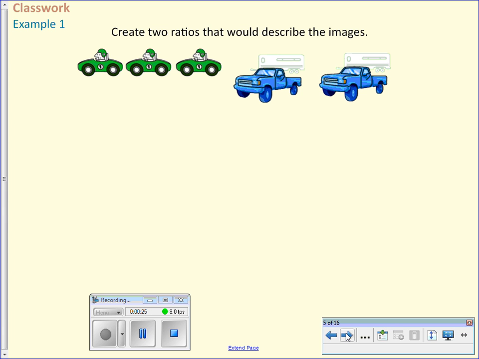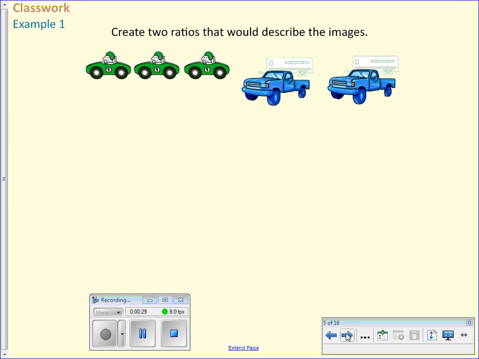Create two ratios that would describe the images. By the way, this image here, the trucks, that's a truck with a trailer. It's not like a separate bus or a separate trailer. It's not my clip art. Okay? So somebody give me a ratio for this picture. Tell me what it is and the ratio.